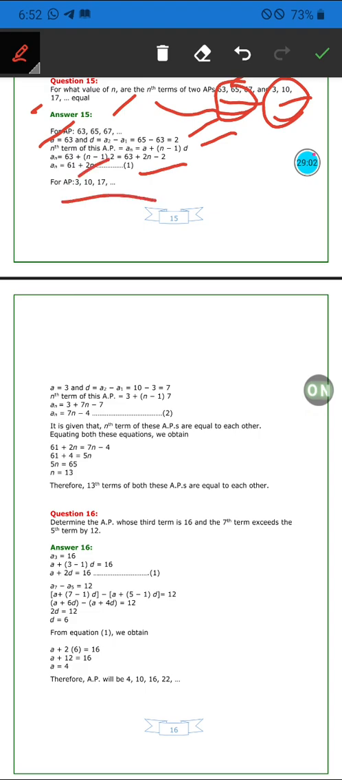We have to find the nth term, because already told you, the nth terms are equal. So the first AP's and second AP's nth terms are equal. So we have to find the nth term of both APs. So for the second AP, A equal to 3, D equal to 7. Put the A and D values in the formula. So we get An equal to 7n minus 4. By equating these equations, first and second, we get n equal to 13.